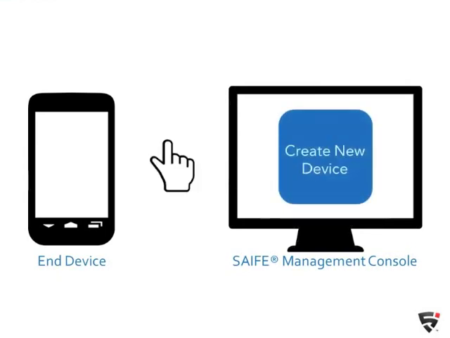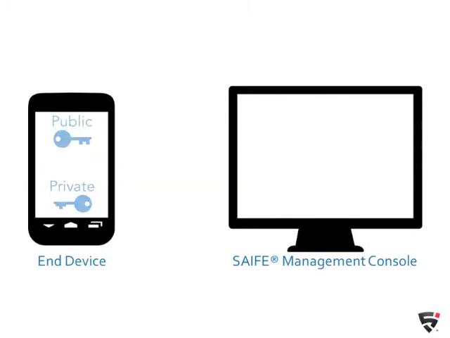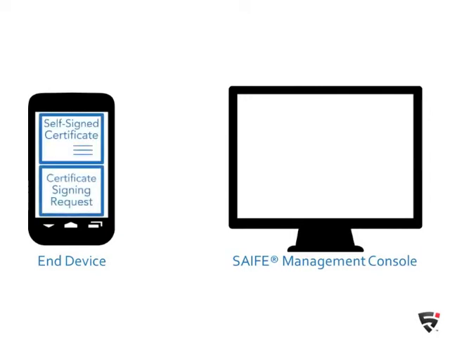To add an individual device to the new network node, the device is first added to the SAIFE Management Console. The device uses a deterministic random bit generator to generate a unique public-private key pair along with a self-signed certificate and a certificate signing request.